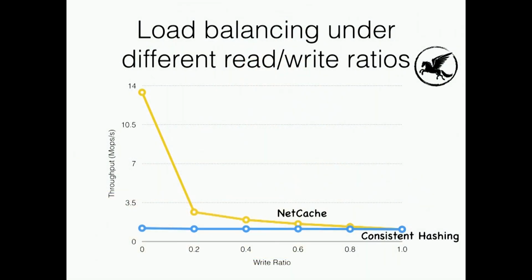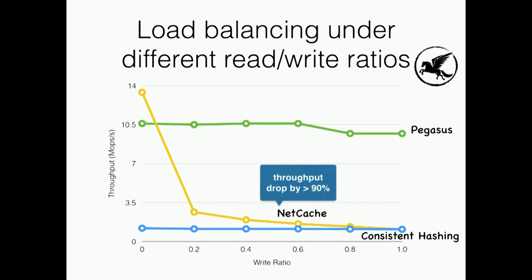Now to highlight the really cool aspect of Pegasus, here I show the throughput of the system with different read-write ratios. This is running at very high skewness. With consistent hashing, because of load imbalance, the throughput is always pretty low. But NetCache only has really high throughput when it's read heavy. As soon as there is a nontrivial amount of writes, the throughput drops by more than 90%.